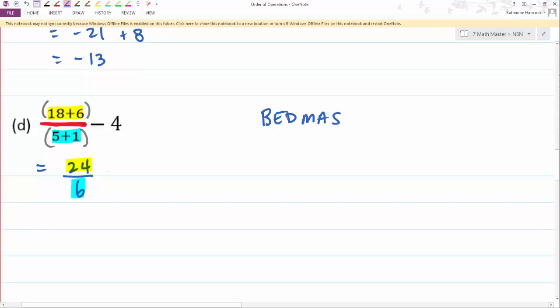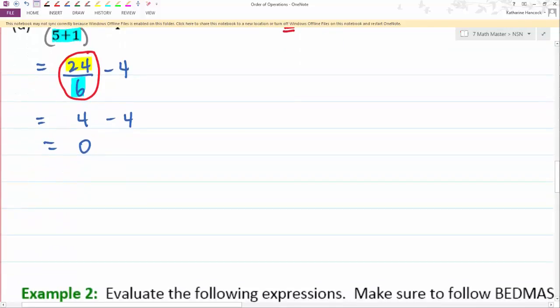And we still have minus 4. So we're done brackets, no exponents. We have to take care of this division next. So next we're going to do this dividing. That's our division. 24 divided by 6 is 4. And now we're left with just 4 take away 4, which is 0. Hope that was okay.